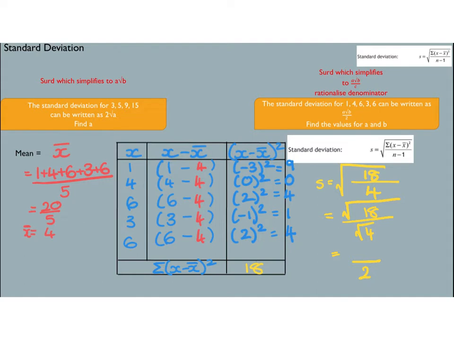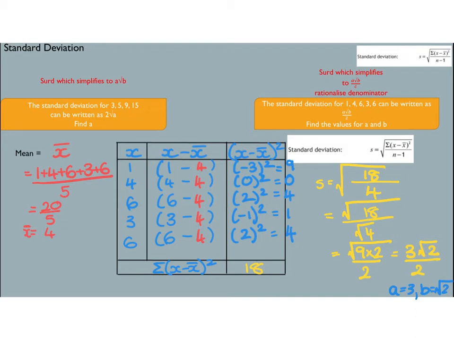Square root of 18, think of a square number. The square root of 9 is 3. The square root of 2 I don't know. And I've still got that 2 on the bottom. Last thing to check, have I answered the question? No, it says it can be written as a root b over 2. Okay, does mine look like that? Yeah, it's got a number and then square root of a number. So that tells me that a is 3 and b is root 2.